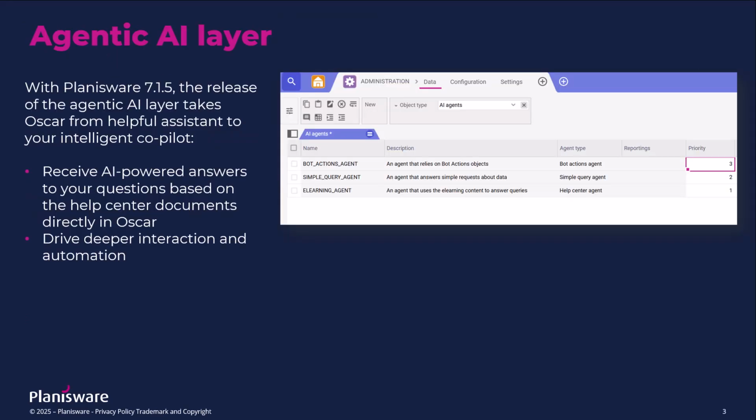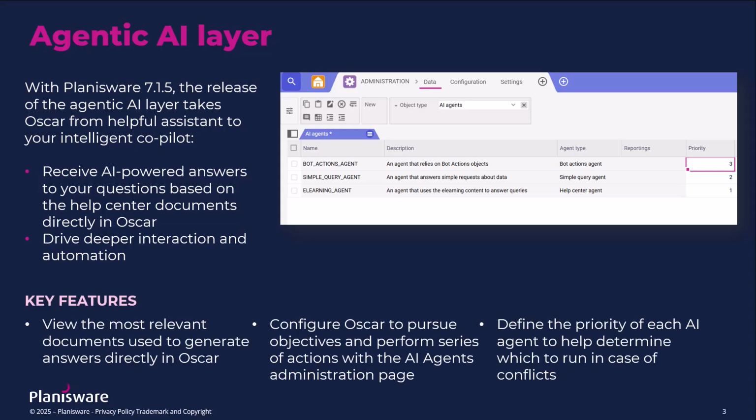Starting with version 7.1.5, Oscar is powered by a new agentic AI layer. This architecture gives Oscar the ability to reason, plan, and carry out multi-step actions, not just answer simple questions. Using configurable agents, Oscar can now handle everything from document search to executing complex tasks, like setting up simulations. Let's see Oscar in action.